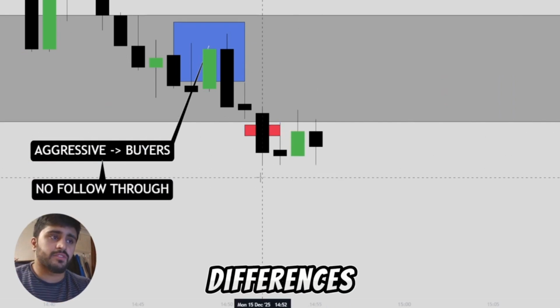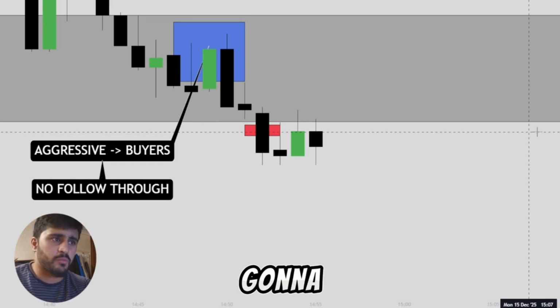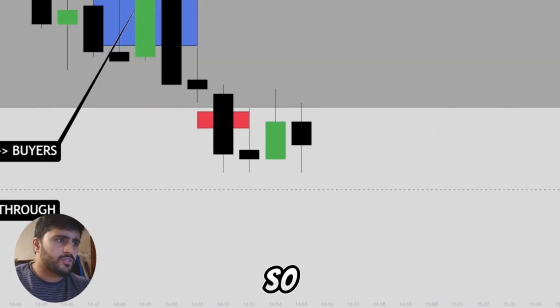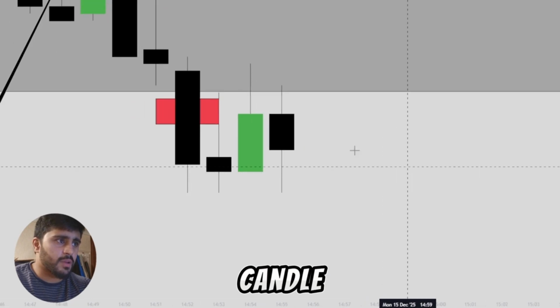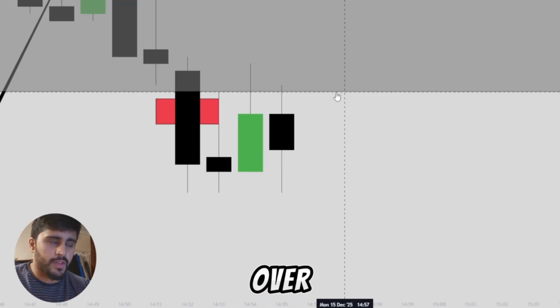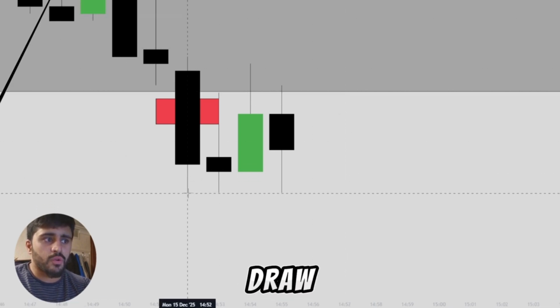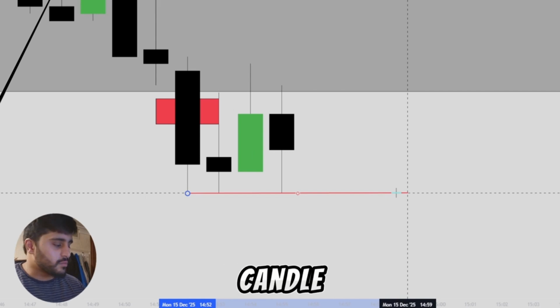This is one of the key differences with how most traders trade. If you want a safe entry, trade after the retest. And so I'm going to break down what a retest is. So what we had over here, breaking it down candle by candle, we broke below our key level. Our key level is just this gray box over here. We broke below our key level. So I'm just going to draw a line underneath this candle, just like this.